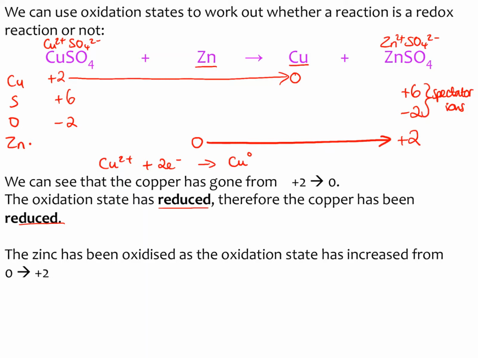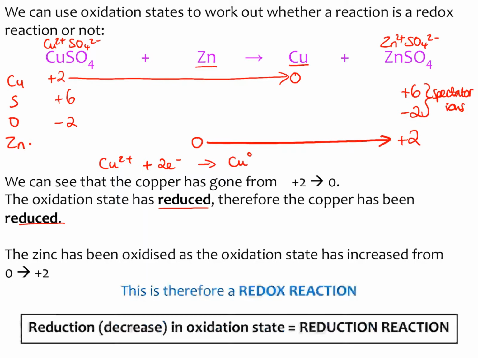Now because we have one substance that's had its oxidation state going down and one with its oxidation state going up, that tells us that this is a redox reaction. One substance has reduced and one substance has oxidised. And we can apply a little rule for this. A reduction in oxidation state means that we have a reduction reaction.